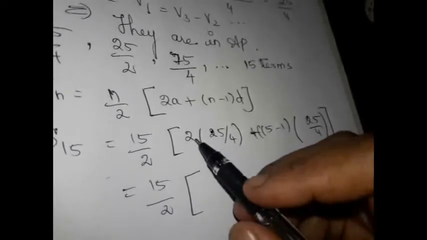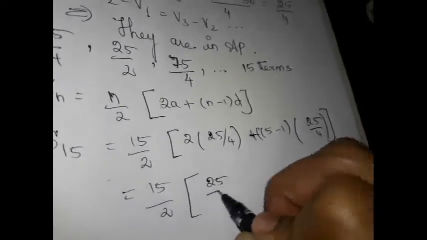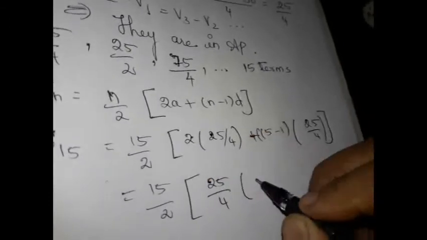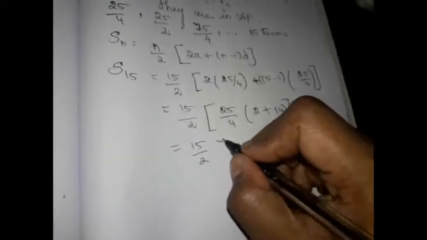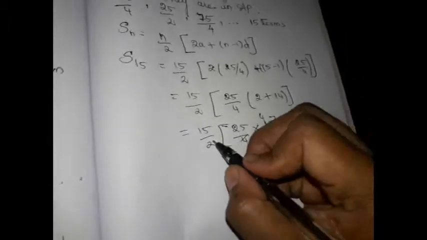So this is equal to 15 by 2. Let us have the denominator as 4 only, so that adding will become easier. Or else 25 by 4 also you can take as common. So 25 by 4, and we got 2 plus 15 minus 1, which is 14, into 15 by 2. It all depends on how you perform your calculation. You can take LCM and then add also, no problem. 14 plus 2 is 16. So 4 4s are 16. Since everything is under multiplication, you can cancel it.